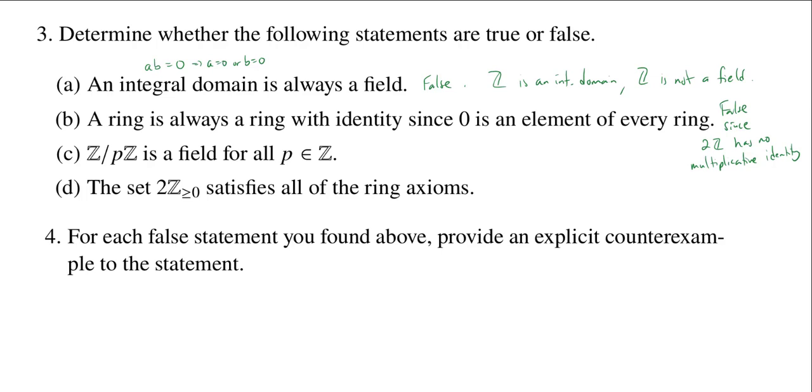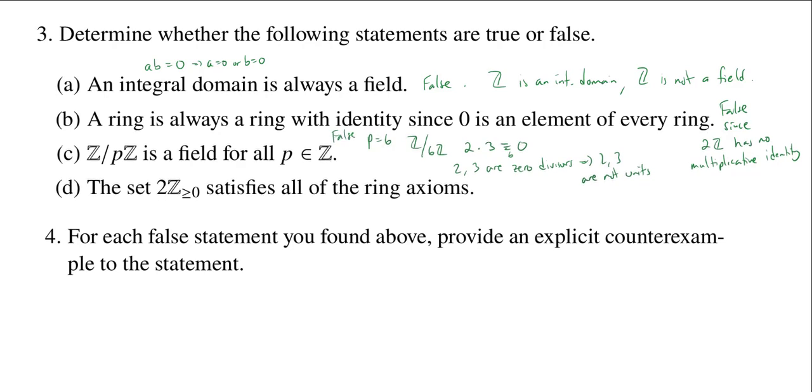For example, when p is equal to 6, so we're looking at Z mod 6Z, 2 times 3 is congruent to 0 mod 6. And that tells us that 2 and 3 are zero divisors, and we know that zero divisors cannot be units. So 2 and 3 are not units. Okay, but that means that Z mod pZ is not a field, so this is false.